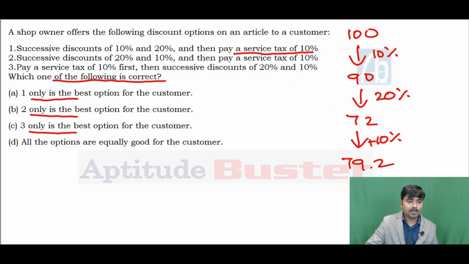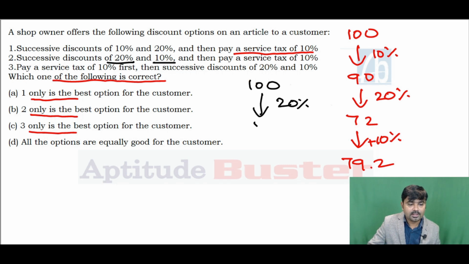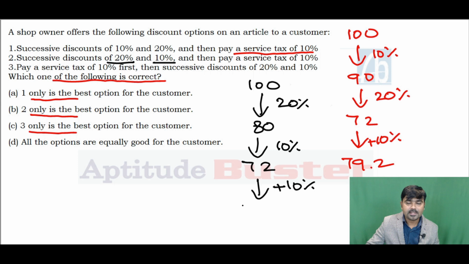First one. Okay, take the second case. Second case, successive discounts of 20% and 10%. Take 100, then 20% first discount, then it becomes 80, then 10% discount, then it becomes 72. Next one, he needs to pay 10% tax, so it becomes 79.2. From this you can easily understand that the first one and second one are both the best option.